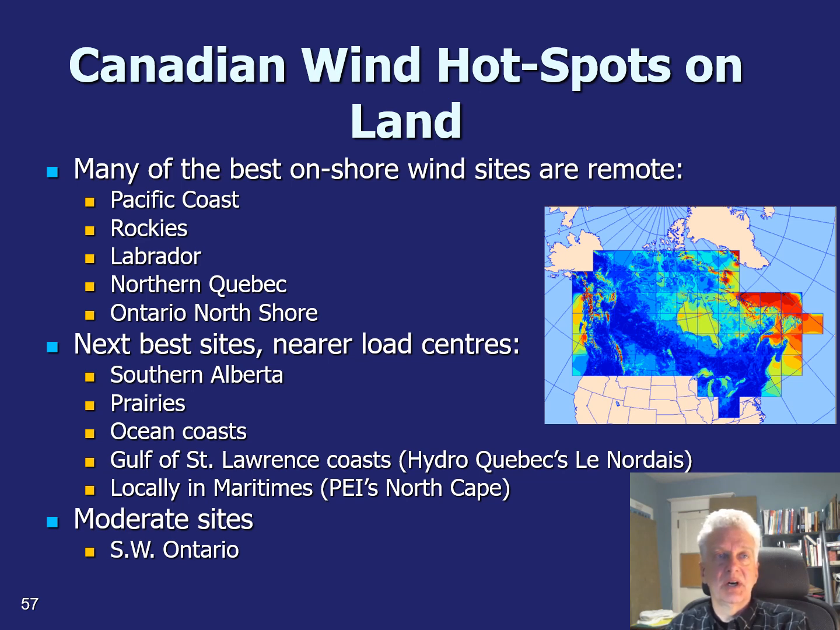Some of the best sites that are onshore are very remote. The Pacific Coast has lots of good places. The Canadian Rockies along the ridgelines, in Labrador, northern Quebec, and the north shore of Ontario facing Hudson's Bay. The next best sites that are somewhat closer to load centers might be southern Alberta, the prairies broadly, the ocean coasts, the Gulf of St. Lawrence. Hydro-Quebec has their Le Nord wind plant in that location, and then locally in the Maritimes, such as the North Cape of PEI. Then the moderate ones, colored in sort of green and aqua on this map, might include southwest Ontario between the lakes.